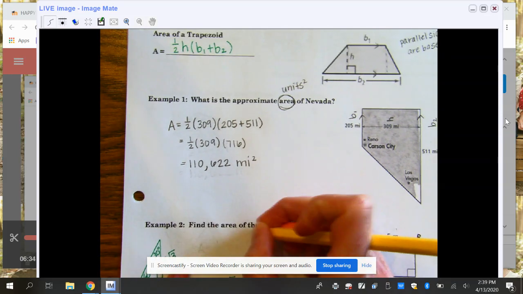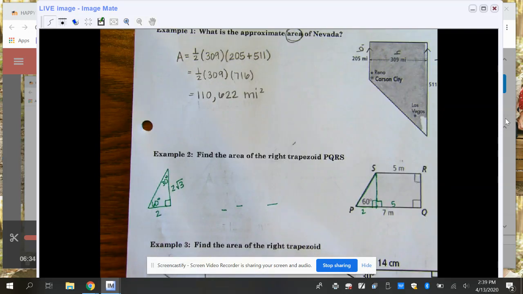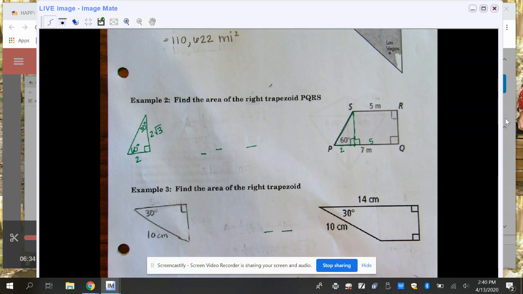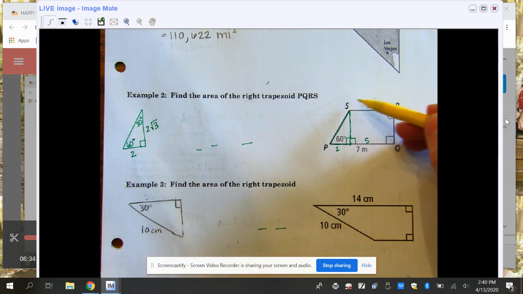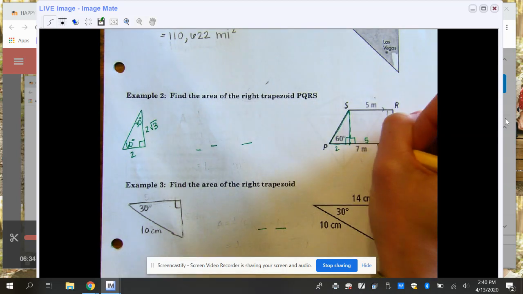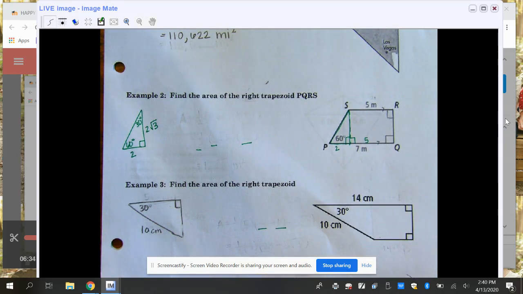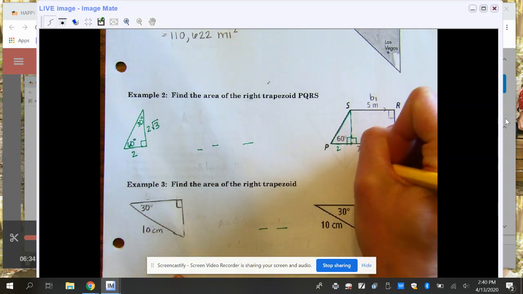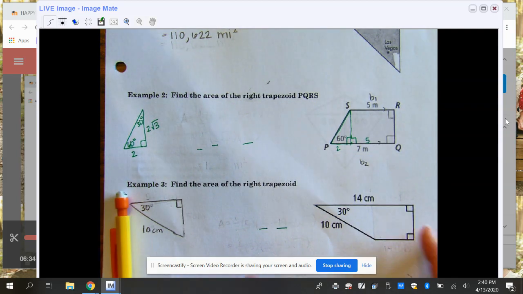All right, so in this next example, we're going to be going back to some special right triangles. And I wrote this stuff in pen the first time around, so it's already there. That'll just get filled in as we go. So we've got our trapezoid right here. These two sides are my bases. I'm given that this top base is 5 meters and that the bottom base is 7 meters.